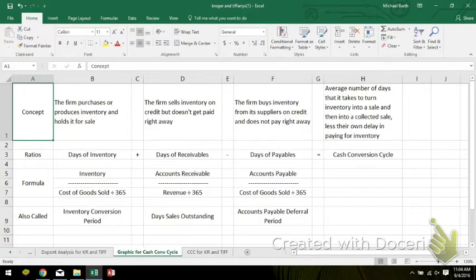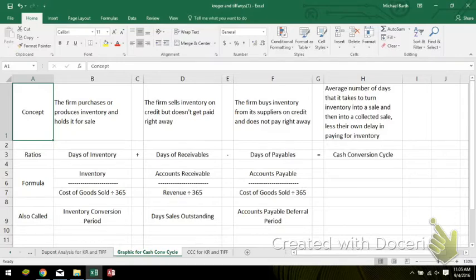In this video, we'll walk through the cash conversion cycle for Kroger and Tiffany. The cash conversion cycle is a method of measuring how long cash is tied up in operating working capital. It's measured in terms of days, and all it gives you is a back of the envelope estimation of the inherent delays in converting inventory into accounts receivable and then into actual cash dollars.